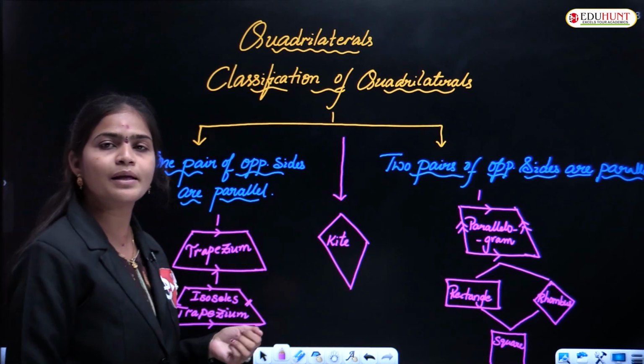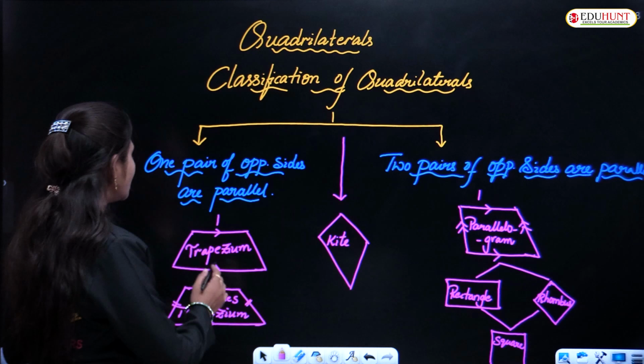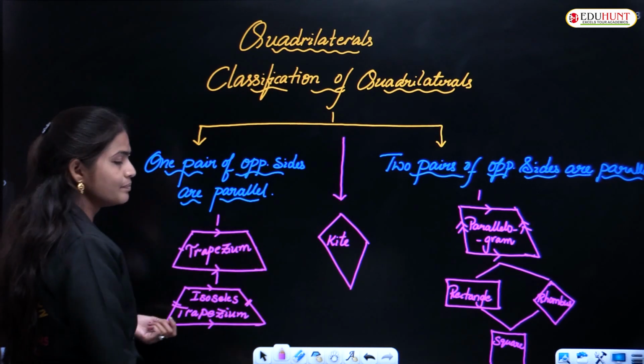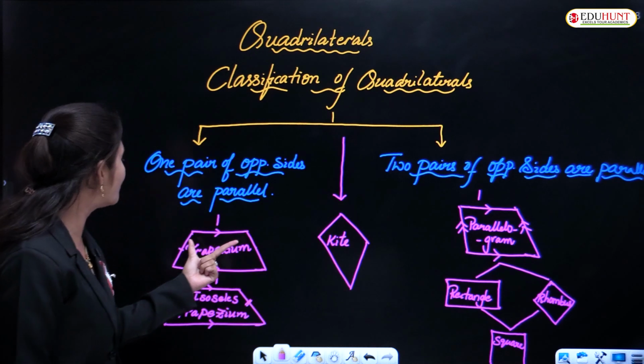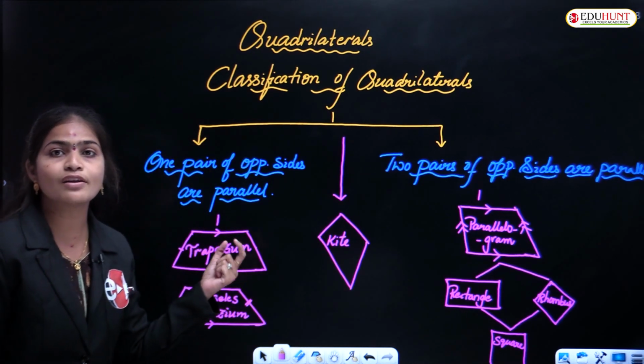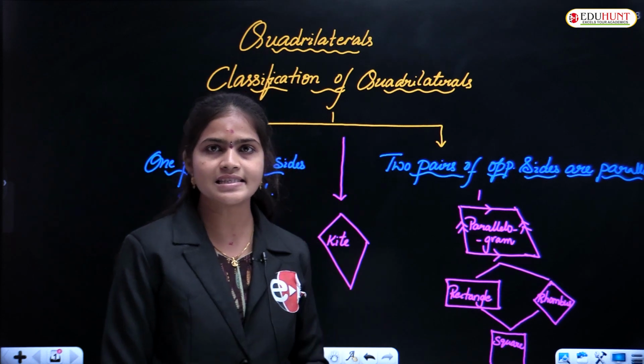Then what about the other pair of opposite sides? Simply, these two are parallel, so these two are not parallel. The remaining pair of opposite sides, we will call them non-parallel sides.